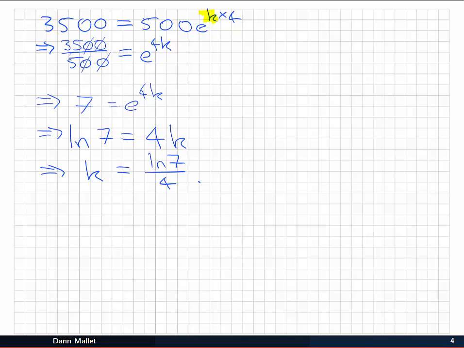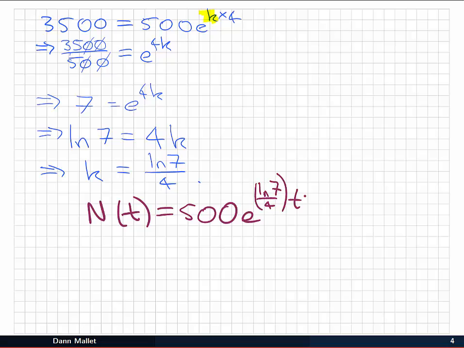Now that's the only thing that we didn't know in our model, so we can now write down the full form of our population of bacteria model. N of t is equal to N0, or 500, e to the k, which we now know is the natural log of 7 on 4, times t. So that's our model for bacterial population growth.